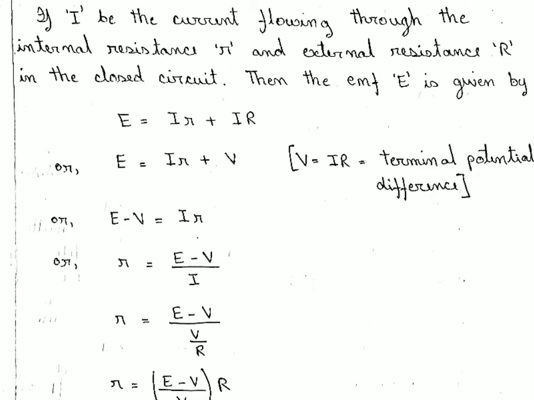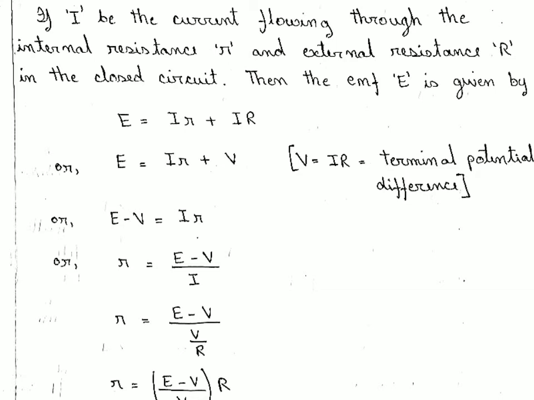This is actually Kirchhoff's voltage law. We shall study about this law, which states that the sum of the EMF is equal to the sum of the potential drop across the resistances in the closed circuit. So this is an application of Kirchhoff's voltage law. So here E is equal to Ir plus I into capital R.